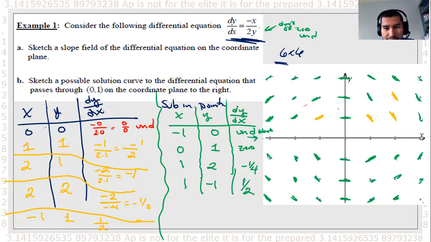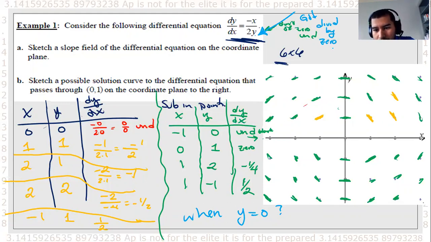When y equals 0, what happened? Well, if I go ahead and check, when y equals 0, I got division by 0, right? And can I divide by 0? No, right? So right here, when y equals 0, I don't want to see any lines, guys. It is understood that if you leave it blank, it is equal to undefined.